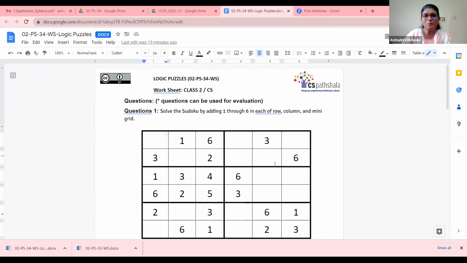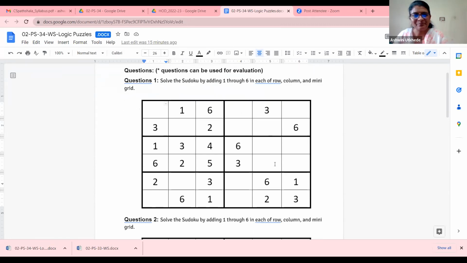Okay. I hope my screen is visible. Yes, Ashwini, we can see it. So as we have discussed and seen the approach of solving 4x4 Sudoku, this approach will remain the same even if it is a 6x6 or 9x9 grid. We have to go from mini grid to mini grid, think of the possible positions and places for numbers, and then eliminate for freezing their position.